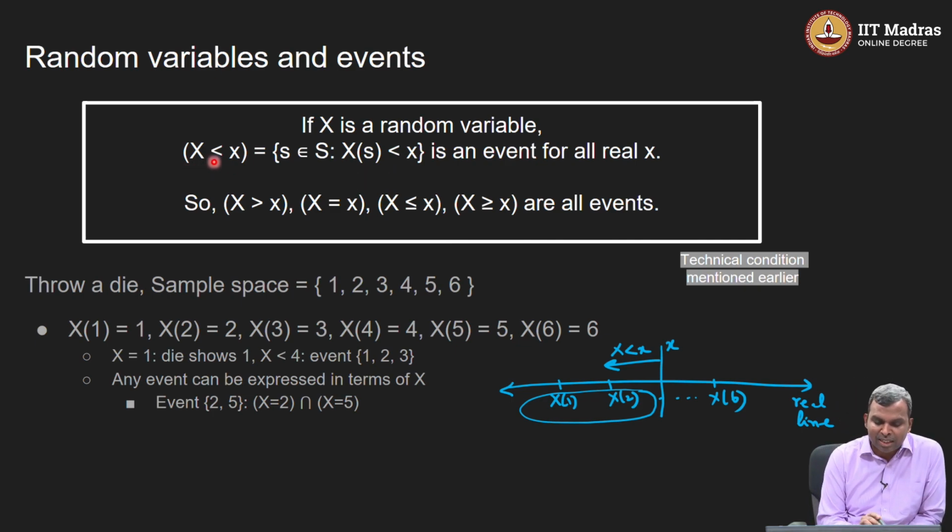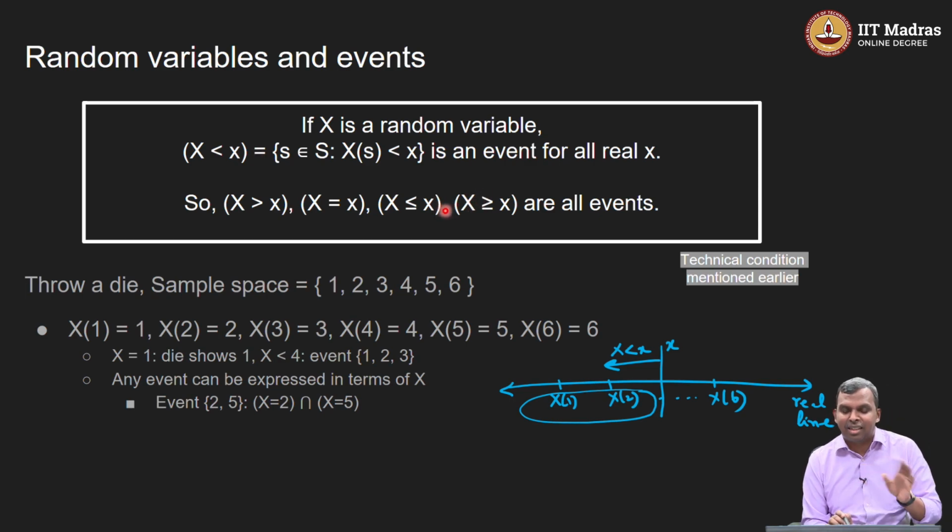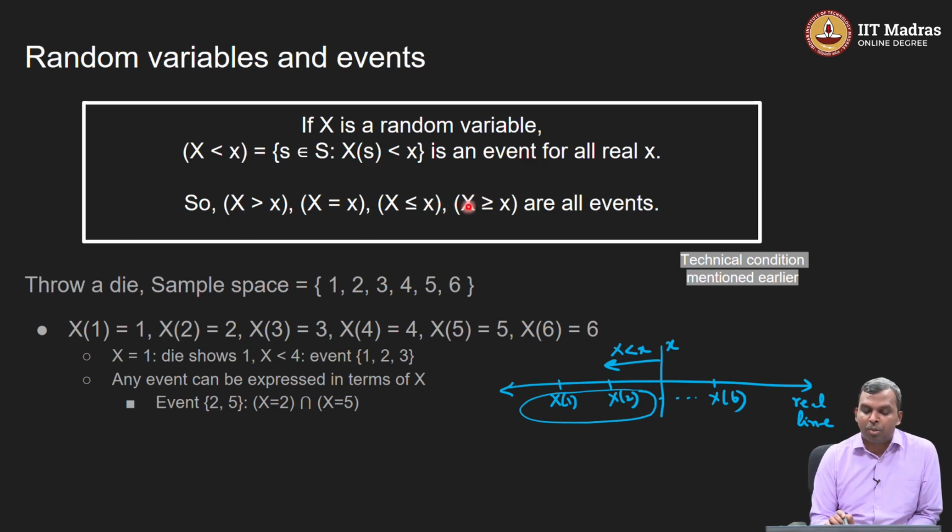Notice now, if X less than x is an event, then the complement of that is also an event. What is the complement of that? X greater than or equal to x, isn't it? And then you have to think of unions, intersections, etc., and all these things will also become events. These are not very difficult to look at, and you will see that all these are basically different ways of defining events using random variables.